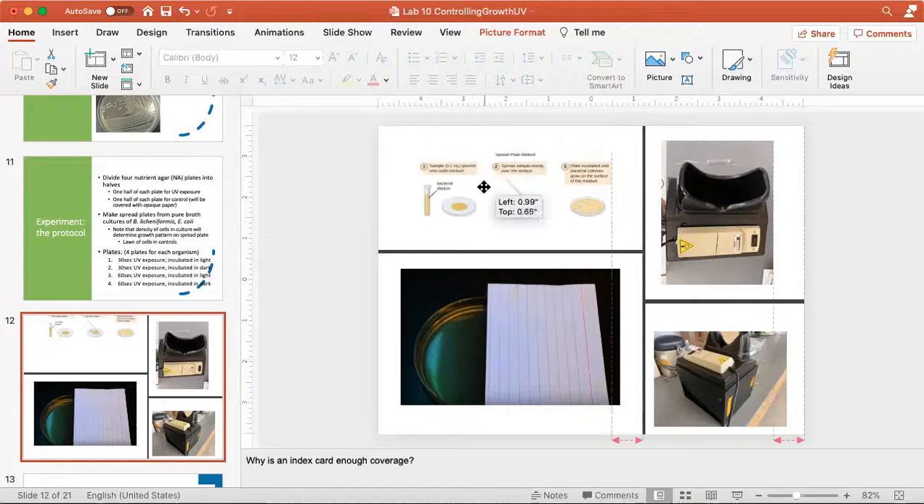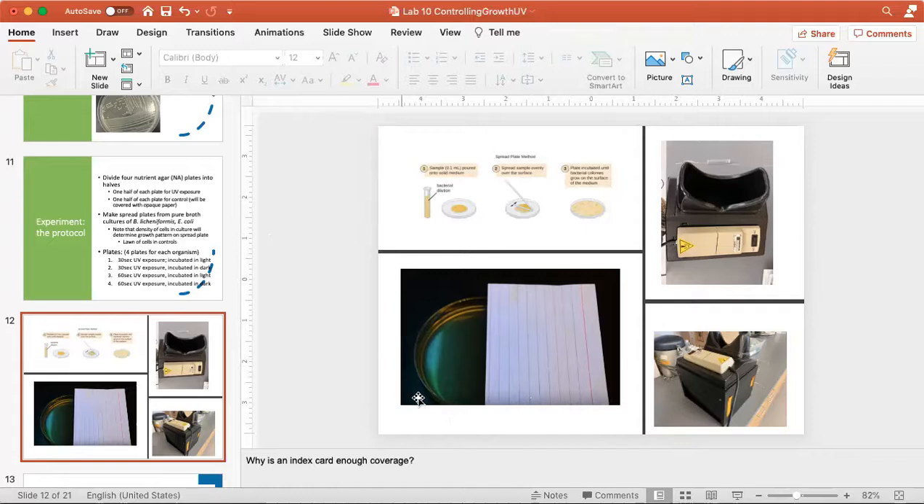Now, in this case, we're not going to expose the whole plate to UV. We're going to do this. Here's the plate. It's been spread with cells. And all we need to do is lay an index card over half of the plate. These cells on this side are going to get exposed. These cells on this side are not. Now notice there's no cover on this. You have to work quickly in this experiment because we have to take the cover off of the plate.